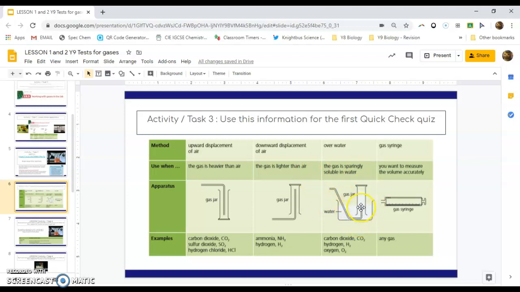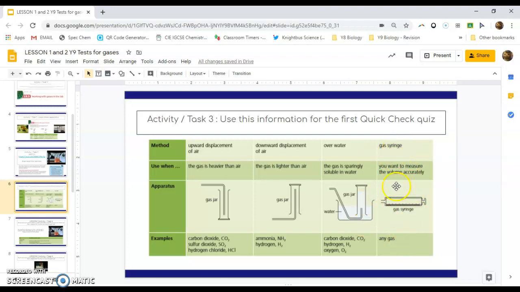and as gas is produced, that gas then pushes or displaces the water out until you have filled your gas jar with your gas. And because these gases that are chosen for this technique are sparingly soluble, that means they don't dissolve too much in water. It's a nice way of collecting the gas. This is kind of like the preferred way of collecting hydrogen. It's nice and cool. No real risk to people collecting that.